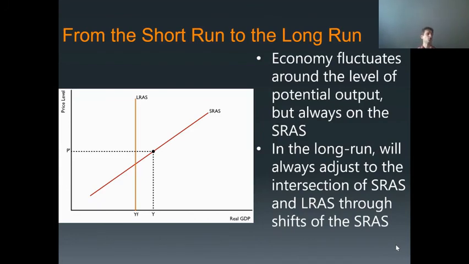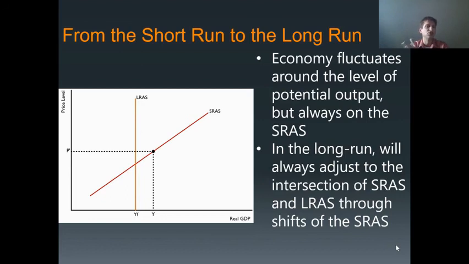Now, you can go from the short run to the long run. Your economy is going to generally fluctuate around the level of potential output. So it's going to move around the LRAS either to the left or to the right, but always on the SRAS. It's really going to be, once we introduce aggregate demand back into the mix, at the intersection of your short run aggregate supply and your aggregate demand curve. So it's always going to move around the potential output. But in the long run, it will always go back to your long run aggregate supply.